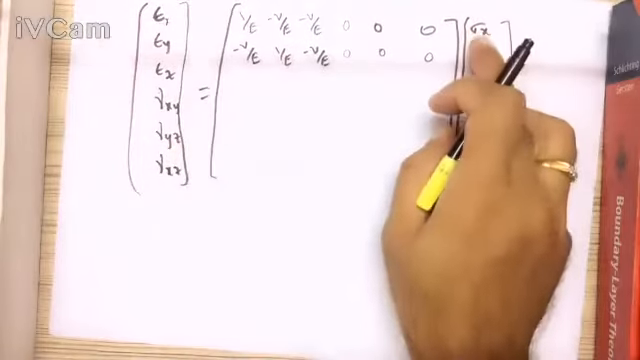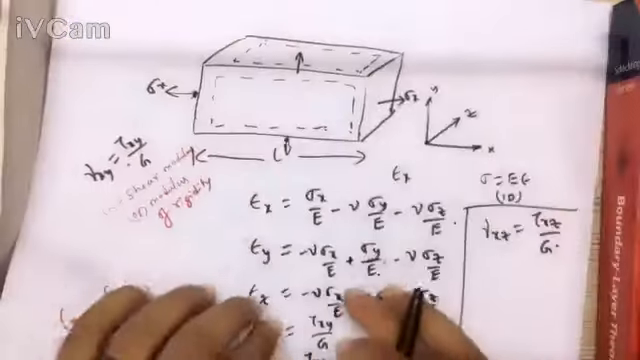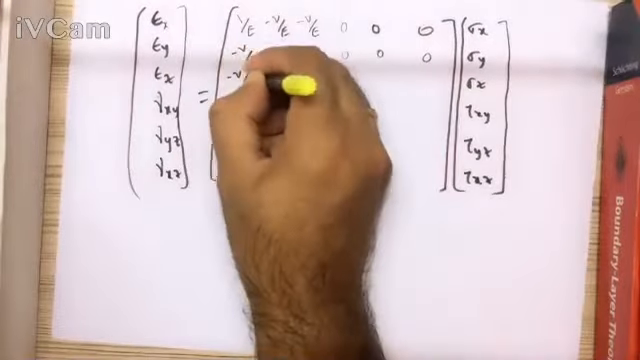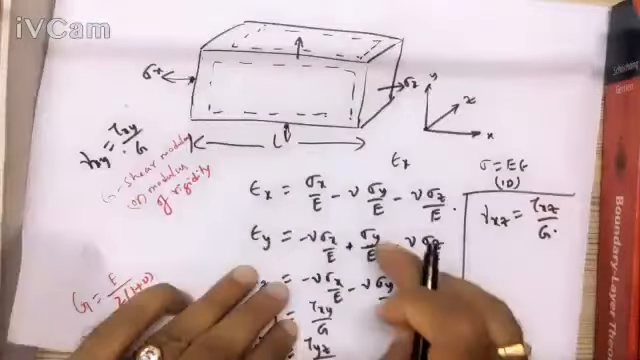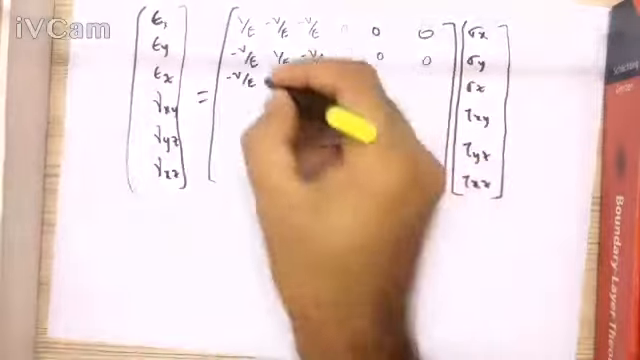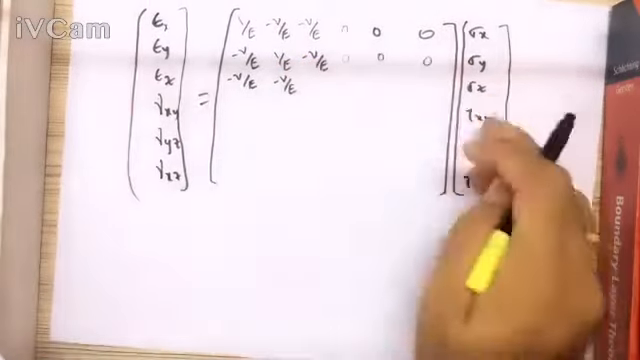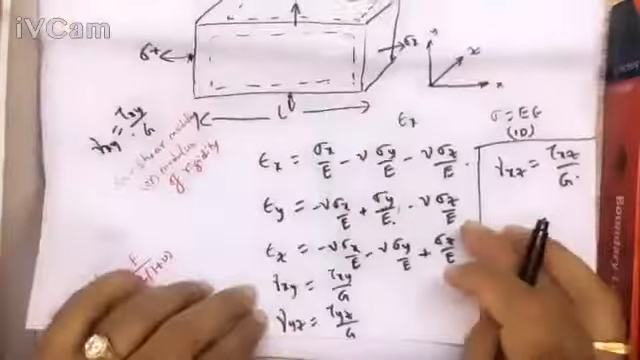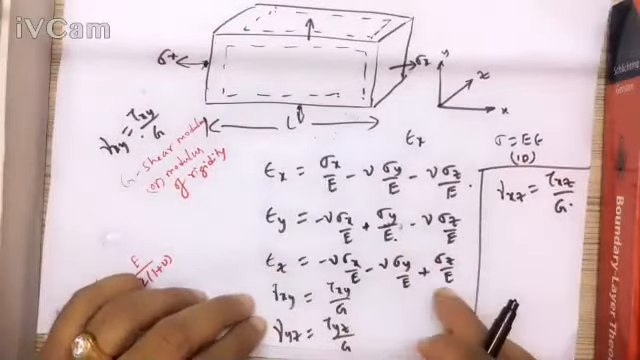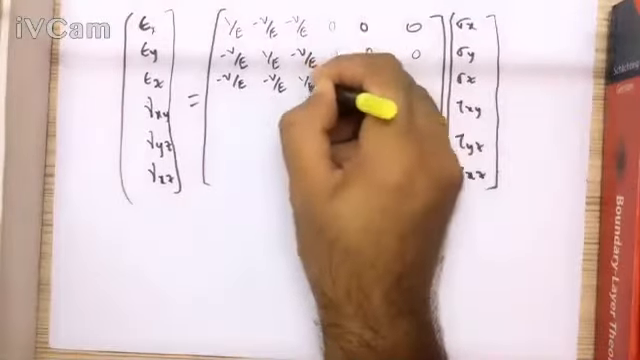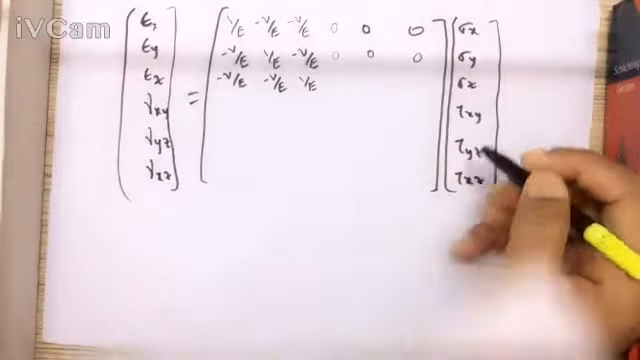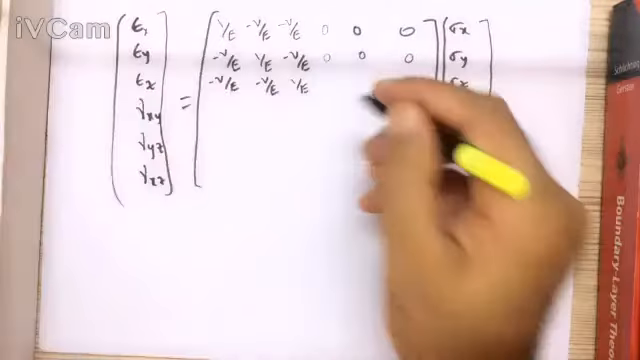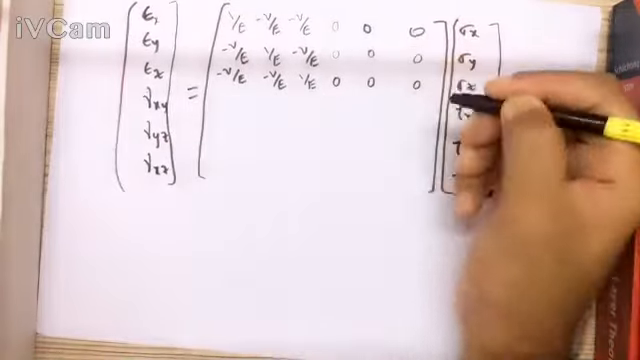Now, what is the coefficient of sigma x in epsilon z? Minus nu by E. Coefficient of sigma y in epsilon z is minus nu by E. What is the coefficient of sigma z in epsilon z? 1 by E. You do not have tau xy, tau yz, tau xz terms in epsilon z, so all become 0, 0, 0.